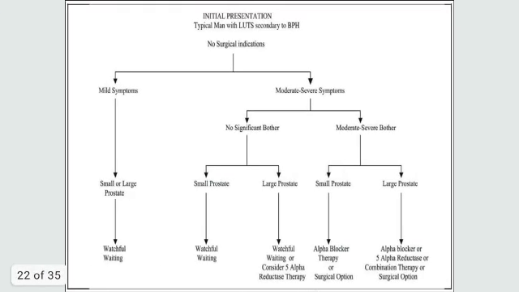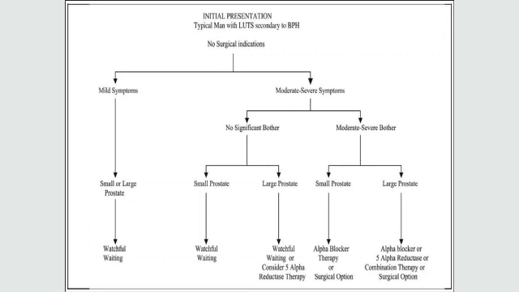So we should see the initial presentation. A typical man with LUTS secondary to BPH. LUTS is lower urinary tract symptoms. So that comes as there are no surgical indications. If there are mild symptoms, even if mild symptoms, it does not consider the small or large prostate. So you need to do watchful waiting for that.